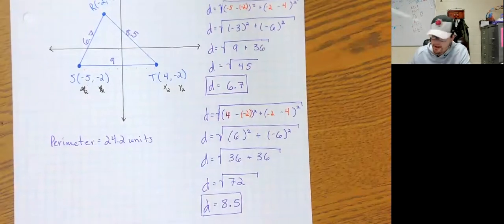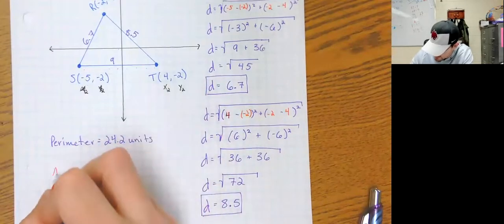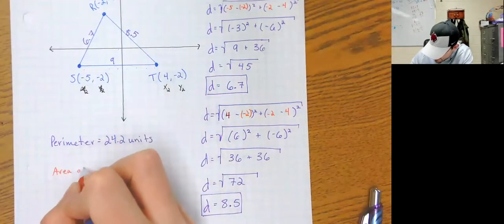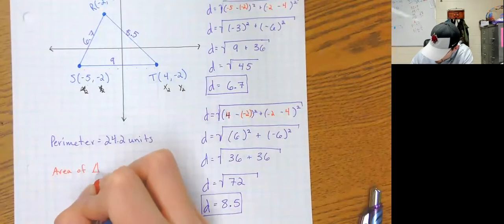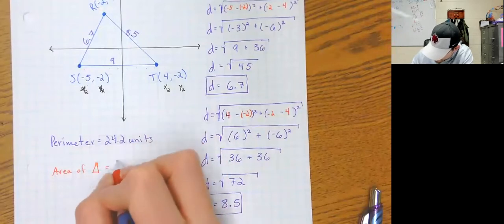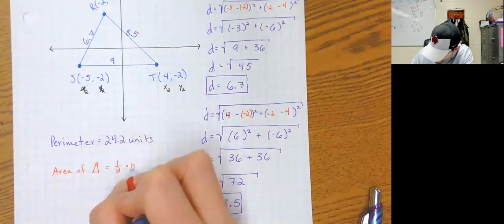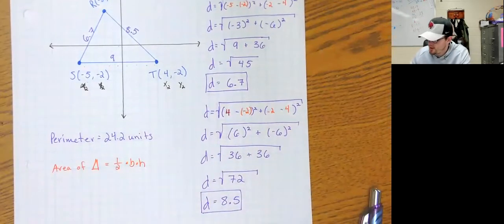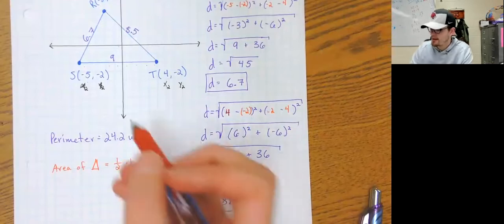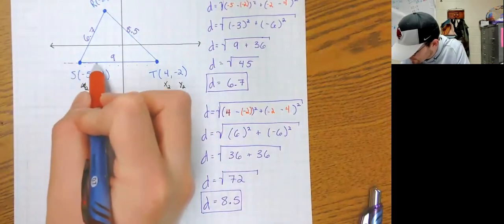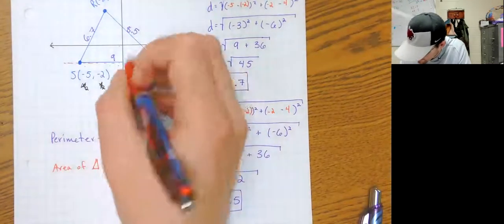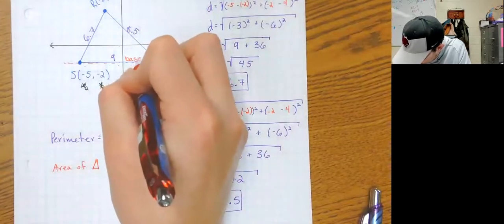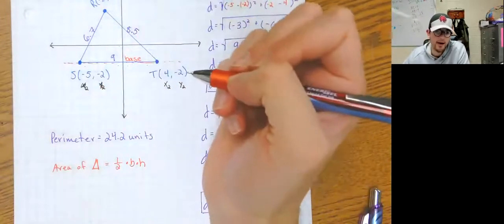Now I just got to find the area. And remember the formula for the area. So area of a triangle equals 1/2 times the base times the height. So the issue here is if I make this my base, so this is the base, which is 9, I need to find the height.